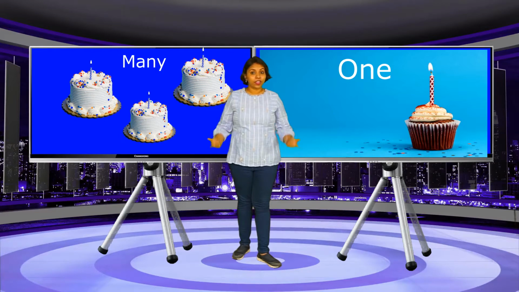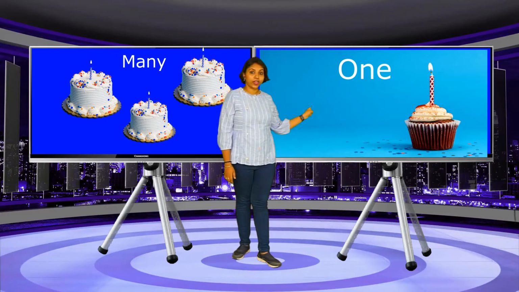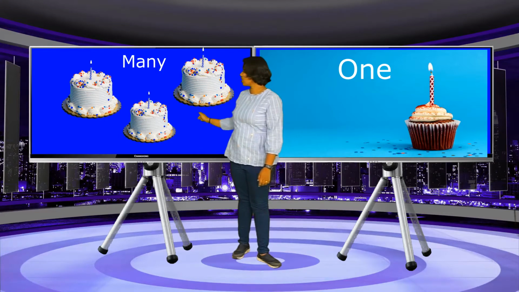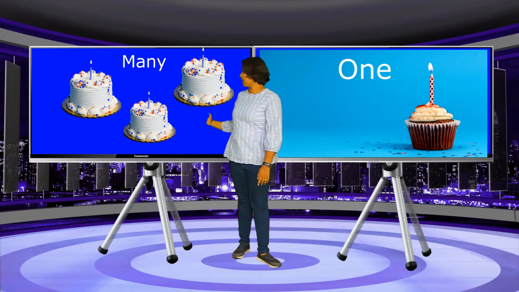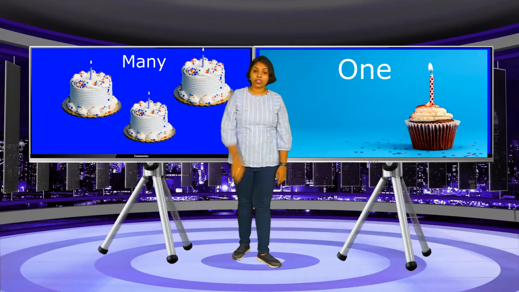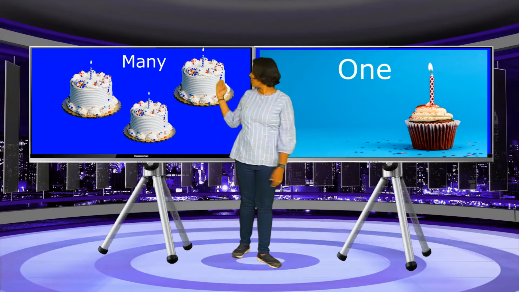So what are we learning? 1, this is 1 cake and here 1, 2, 3. That is more than 1. एक से ज़्यादा है. इधर एक है और इधर एक से ज़्यादा है. कितने हैं? 1, 2 and 3. There are 3. So 1 and many.